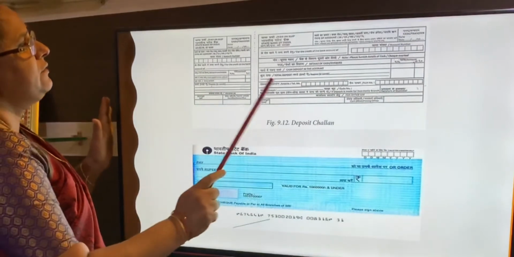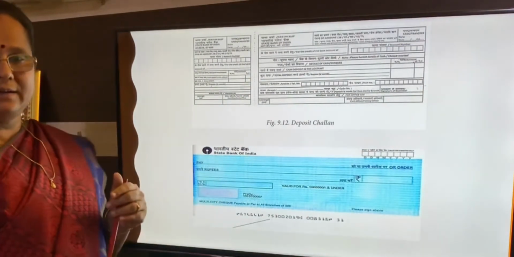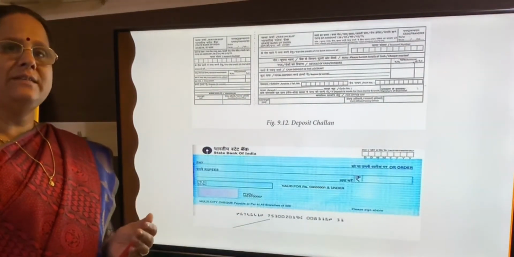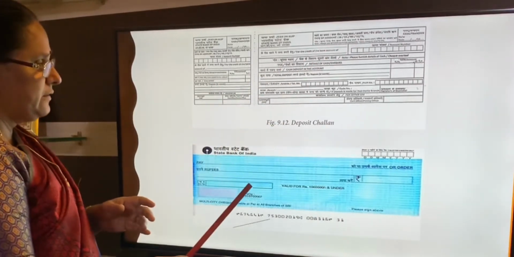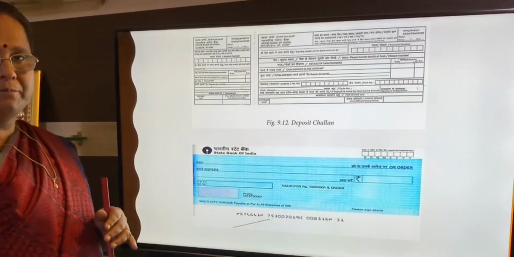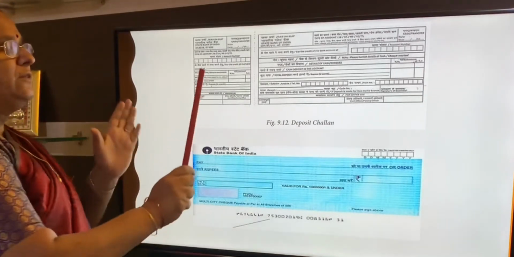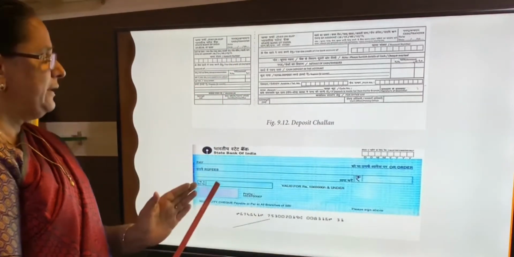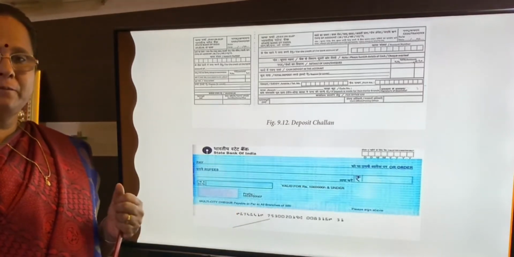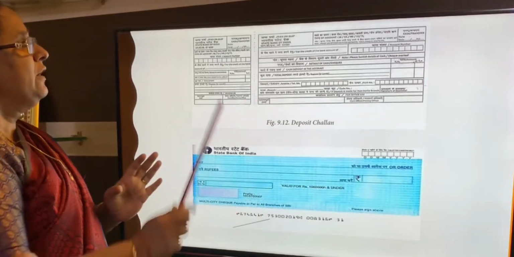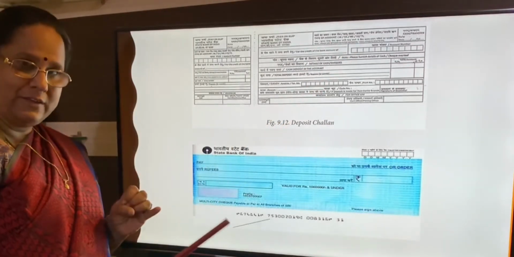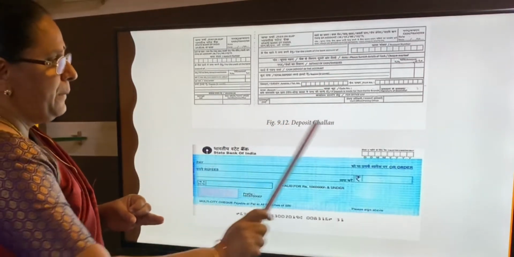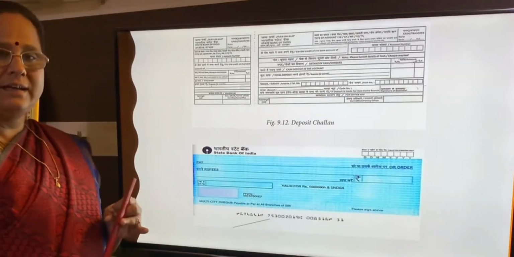You can see these two main challans here. We have many challans in the bank. The first challan is the pay-in slip and the second challan is the check. One is used for depositing money, the other is used to withdraw money. So you have to paste a pay-in slip in your classwork, and next, paste a check in the classwork.